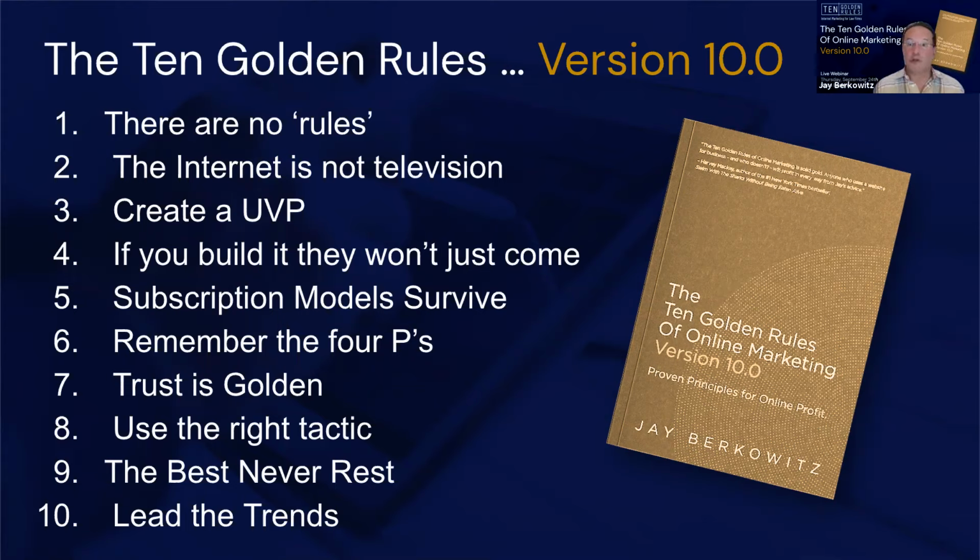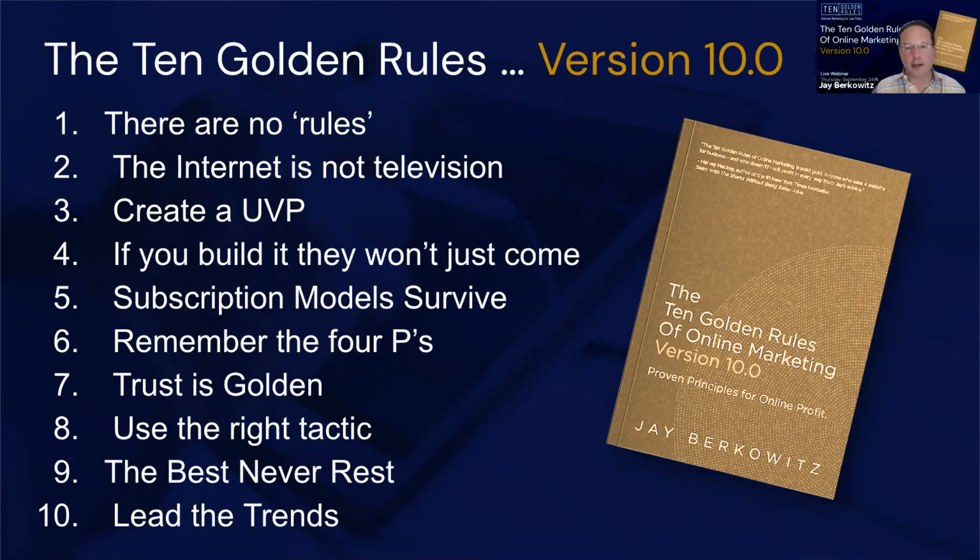10 Golden Rules, version 10.0. Golden rule number 1, there are no rules. Not a lot's changed over the years, except, strategically, you remember that rule was all about measurement. And really the difference between old-fashioned marketing, where we had rules like how many words go on a billboard or how many GRPs in a TV commercial, in the internet, it's all about measurement. And we can tell precisely how different things are working, and then we know where to put our efforts and where to put our focus.